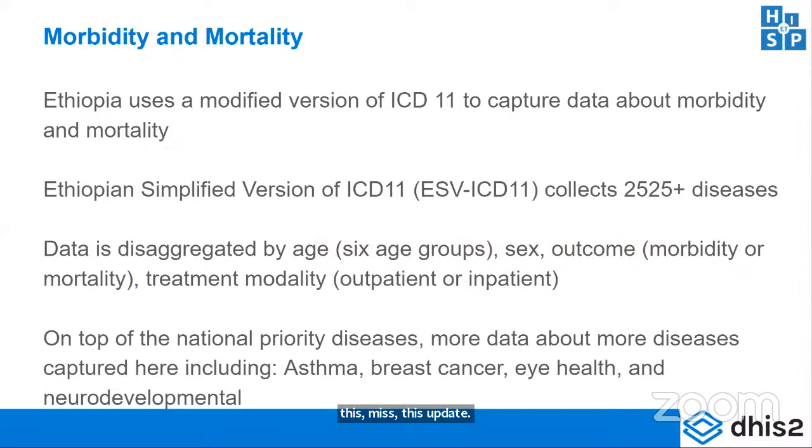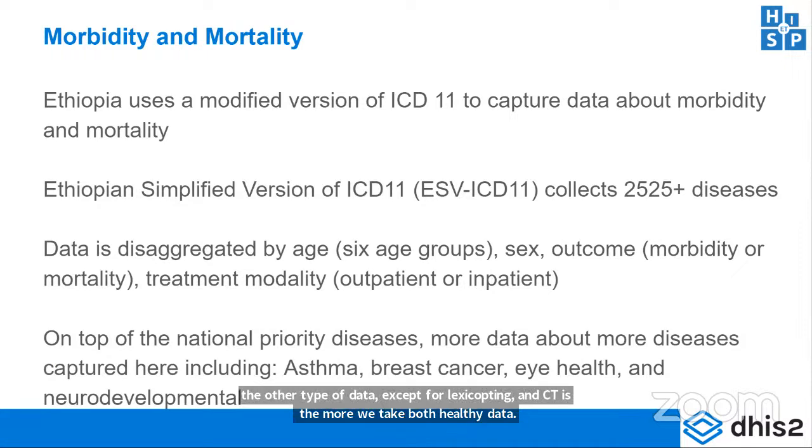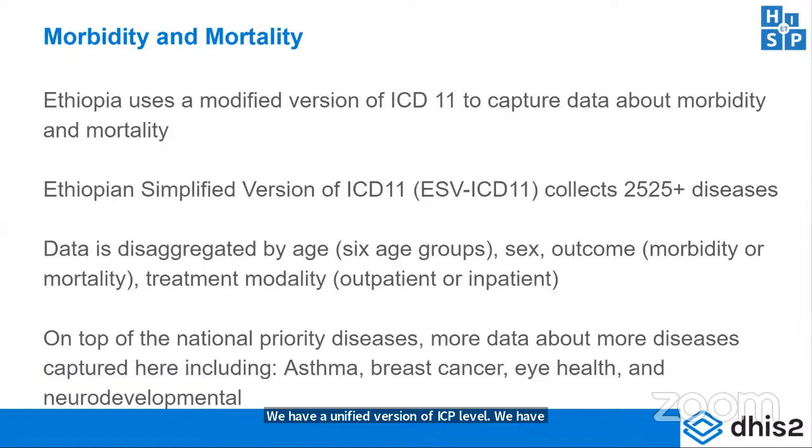The other type of data Ethiopia collects regarding NCD is the morbidity and mortality data. We have a unified version of ICD-11. We have modified it for the Ethiopian context. It collects data about both morbidity and mortality. It collects about 2,525 plus diseases. All the data here is disaggregated by age and sex.